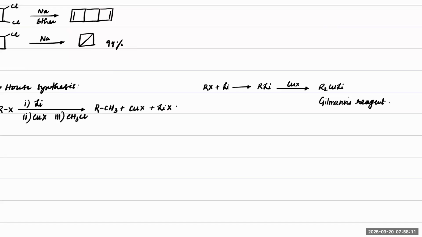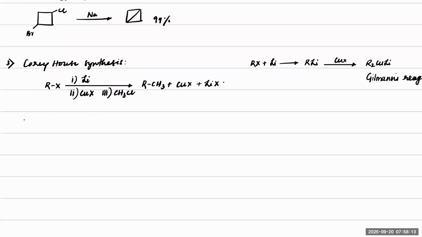Next is rate of reaction. It is usually easier for 1 degree. So 1 degree alkyl halide is greater than 2 degree alkyl halide, which is greater than 3 degree alkyl halide. That's it. This is what you will get.